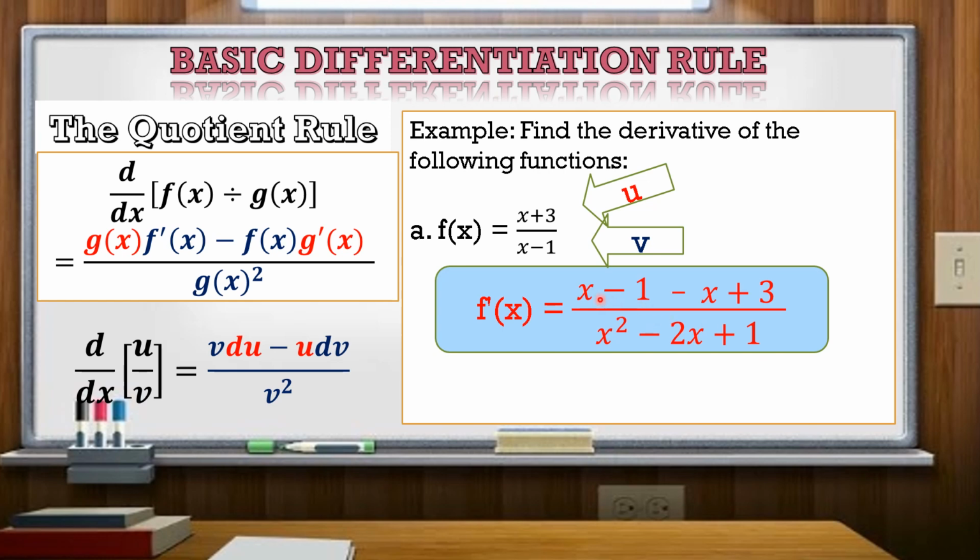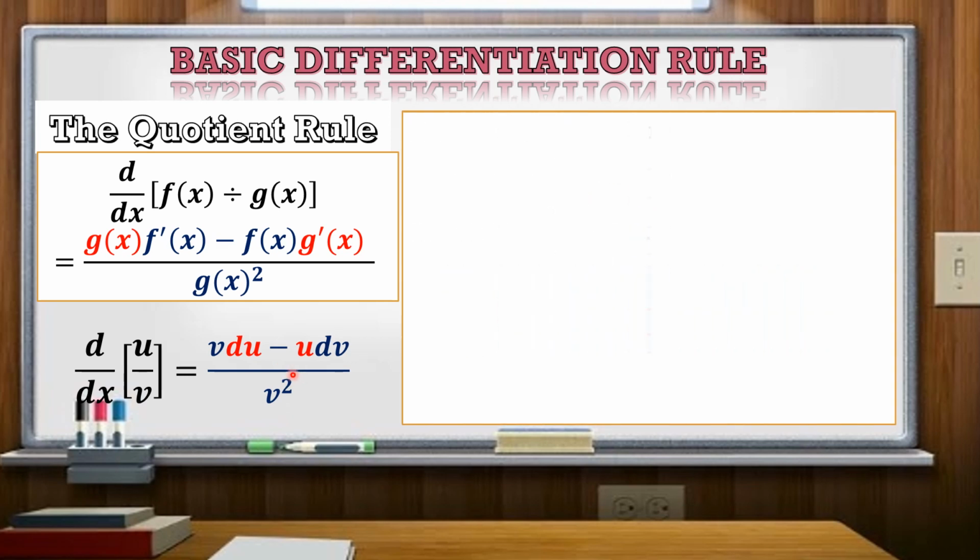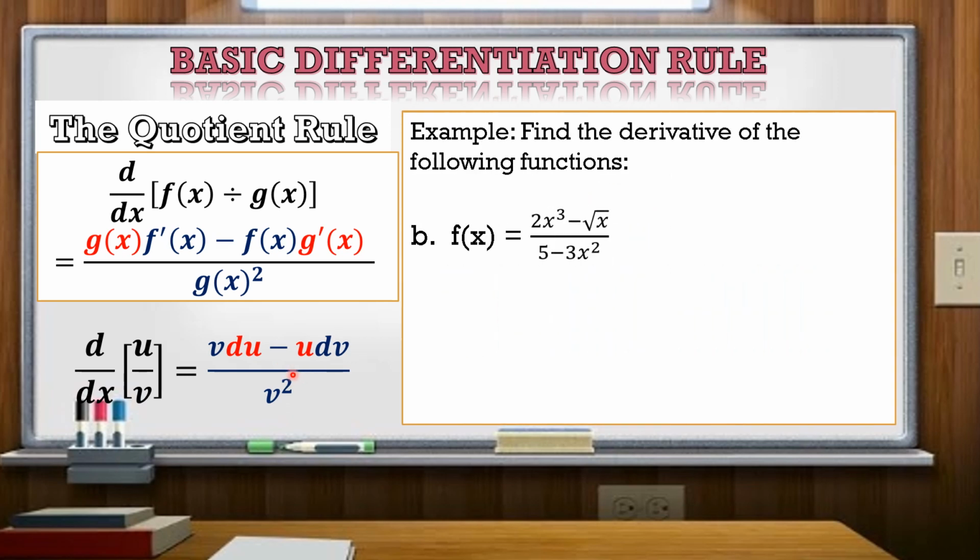Then combine like terms, x minus x, that is 0, and negative 1 plus 3, that is 2. Kaya naging 2 na lang yung numerator natin, and this is the final derivative of your function, applying your quotient rule. Okay? Medyo madali lang din kung matatandaan natin yung format kung paano kunin yung derivative ng quotient. Another example. Medyo matindi. Medyo lang.